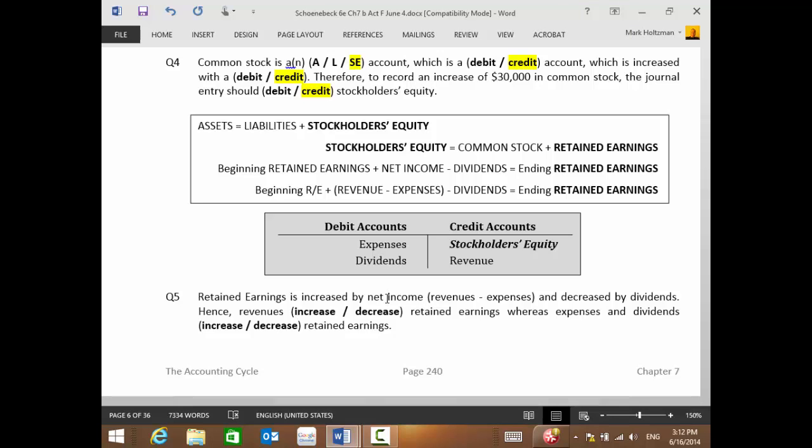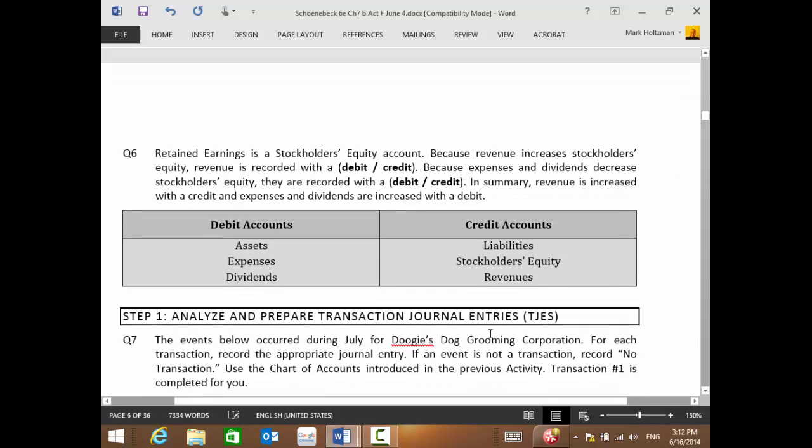So, retained earnings is increased by net income and decreased by dividends. Hence, revenues have what effect on retained earnings? They increase retained earnings, whereas expenses and dividends, what effect do they have on retained earnings? Decrease retained earnings. And this leads us to the big picture here. Retained earnings is a stockholders' equity account because revenue increases stockholders' equity. Because revenue increases stockholders' equity, revenue is on the same side as stockholders' equity, right? It's really part of stockholders' equity. So revenue is recorded with what, a debit or a credit? A credit, because it's really part of retained earnings.